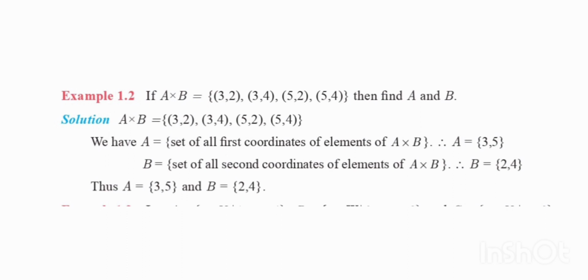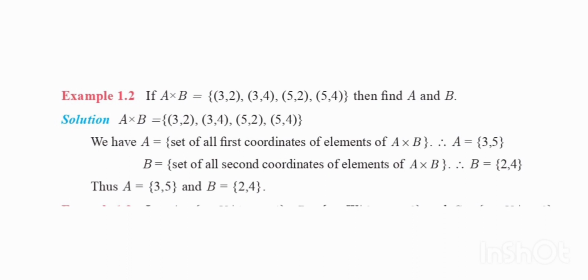If A cross B is given as the ordered pairs (3, 2), (3, 4), (5, 2), (5, 4), then find A and B. Very simple Part A, 1-mark or 2-mark question. In the previous case, A and B are given, and we find A cross B and B cross A. But here, the Cartesian product of A and B, that is A cross B, is given. We have to find the sets A and B.